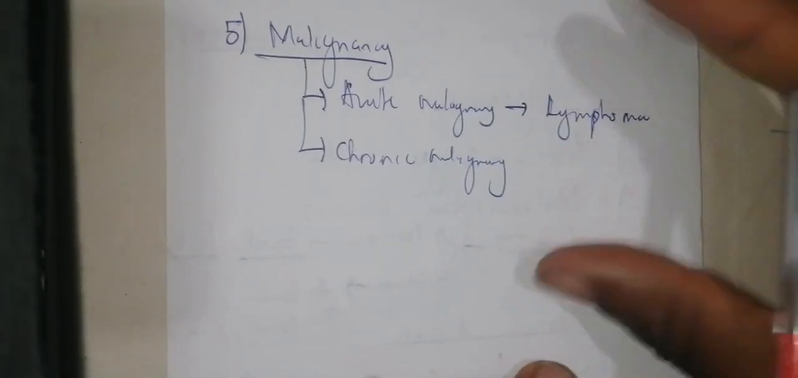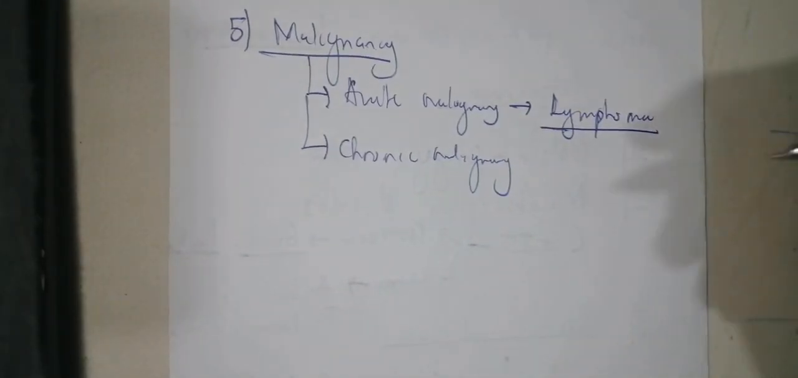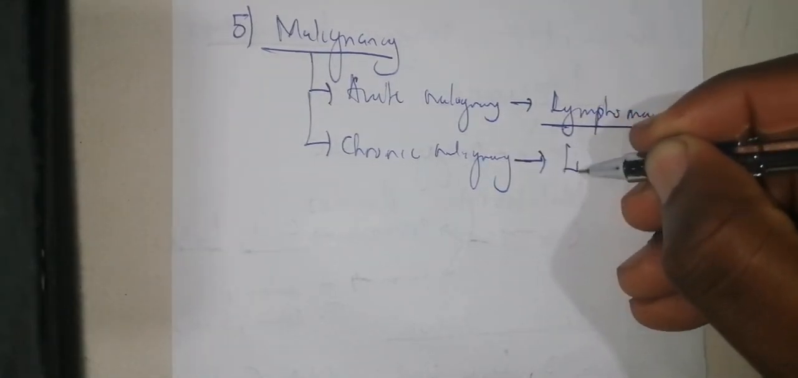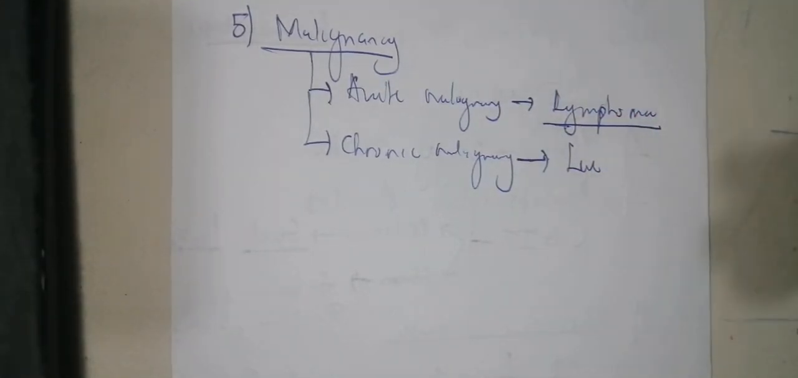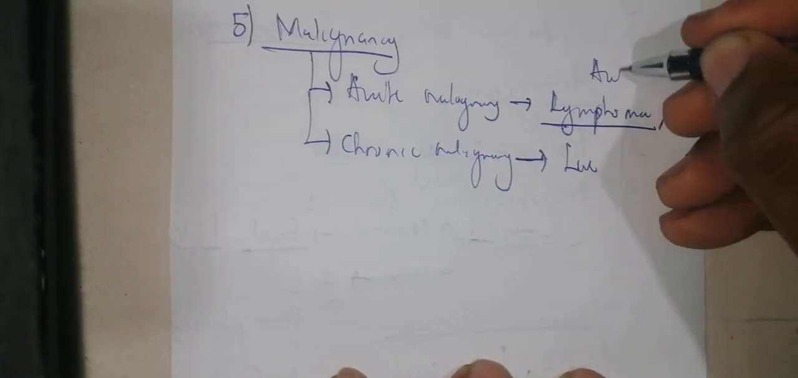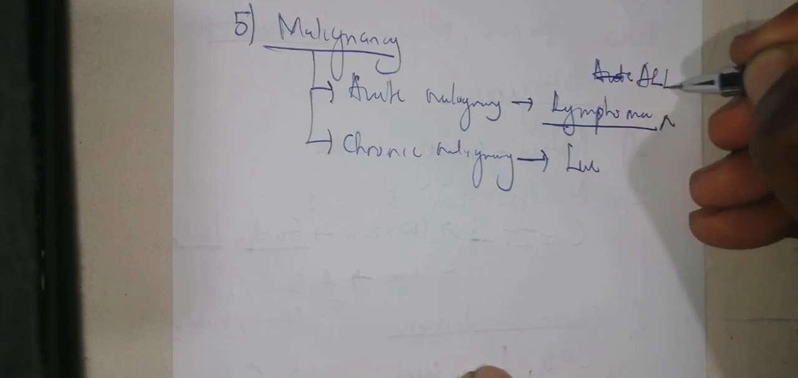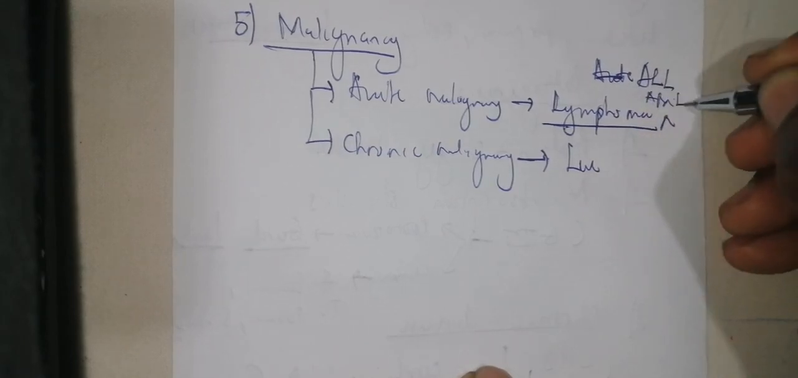So let's come back to malignancy. We said lymphoma is associated here. It's an acute malignancy. Is it clear? Now you have other chronic malignancy that can occur, which can take a period of time to occur. We have chronic lymphoblastic leukemia, but acute lymphoblastic leukemia is going to occur during an acute period of time. Acute myeloblastic leukemia, ALL and AML are going to be more acute.